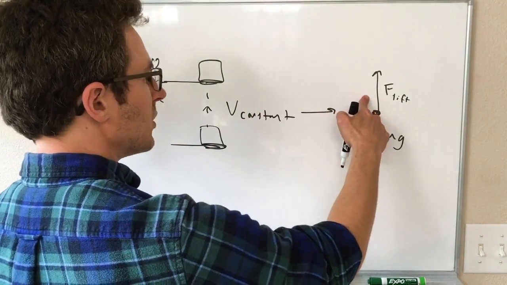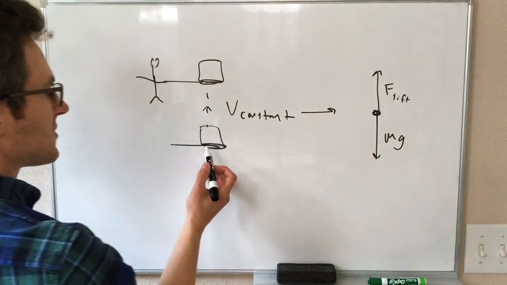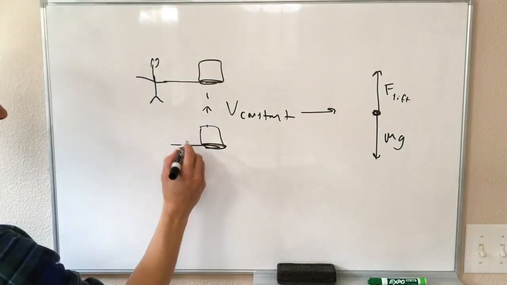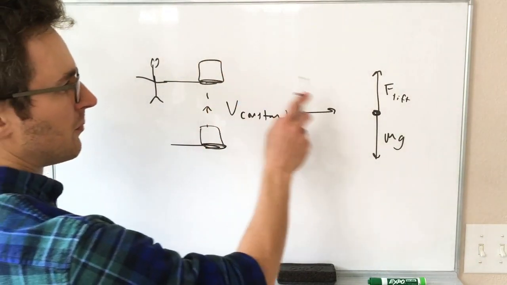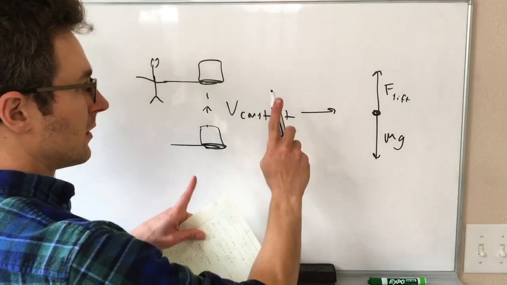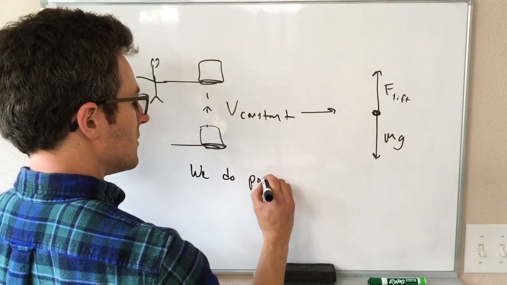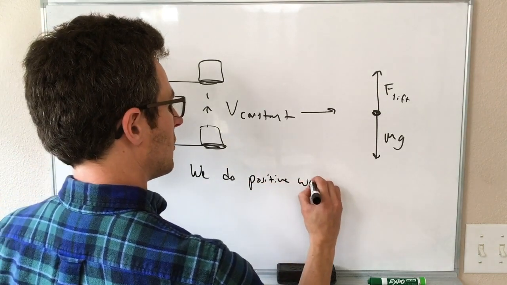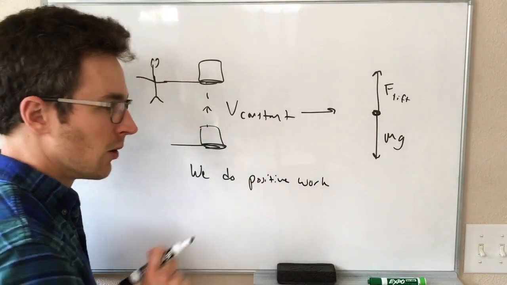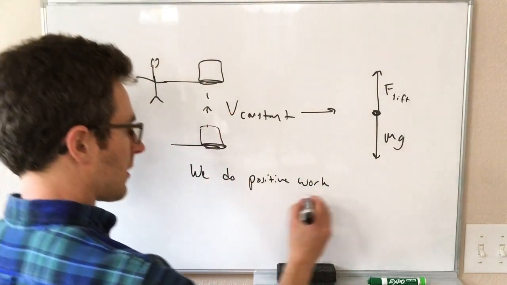So we have two forces on this. We are doing positive work, right? If this is going in the upward direction, the direction of motion is up, and the force we are exerting is up, we do some positive work, adding energy to the block.